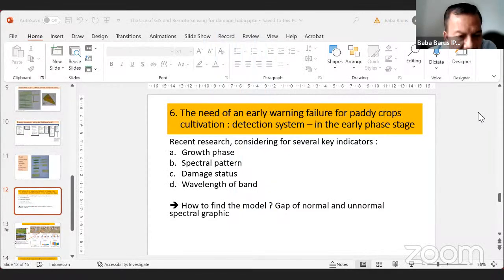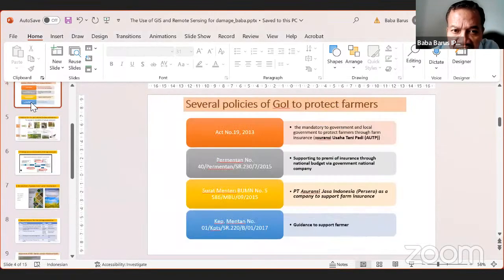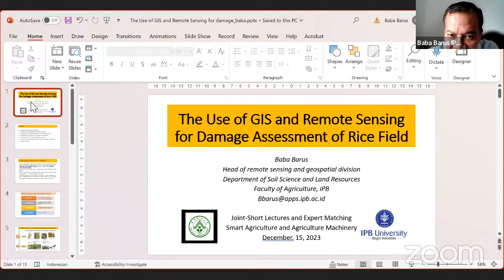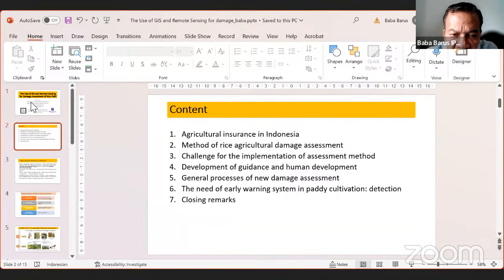Thank you, Ms. Clarissa. Ladies and gentlemen, I'm going to present my activities related to the use of remote sensing and GIS in Indonesia. The content of my talk is related to agricultural insurance, where we use remote sensing and GIS to develop new guidance, a new method to help the government. At the same time, the government also asks our team to continue making new research, which is being conducted now.